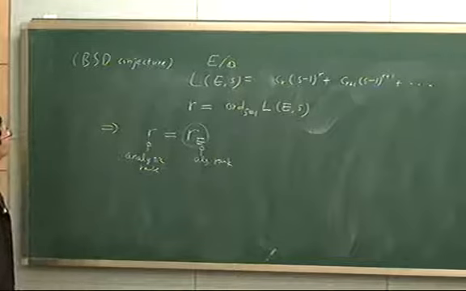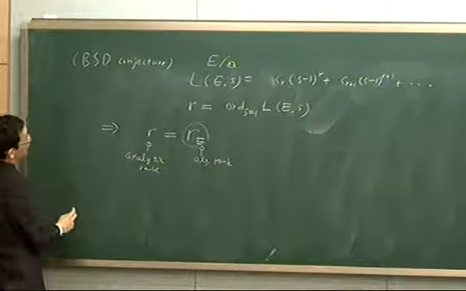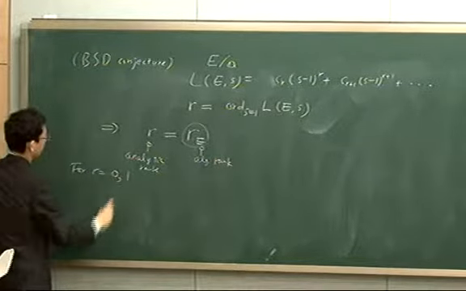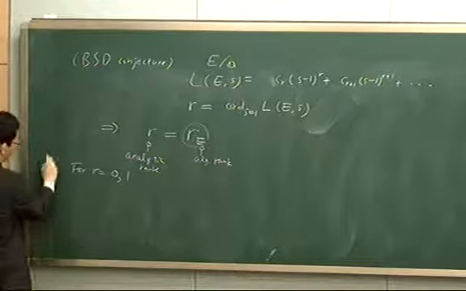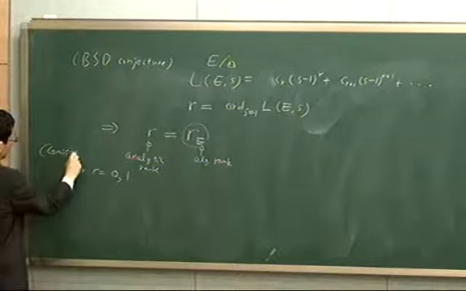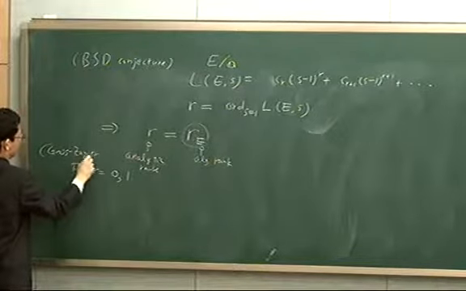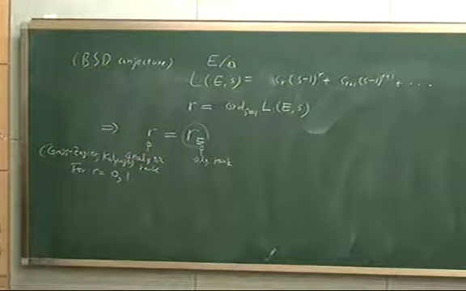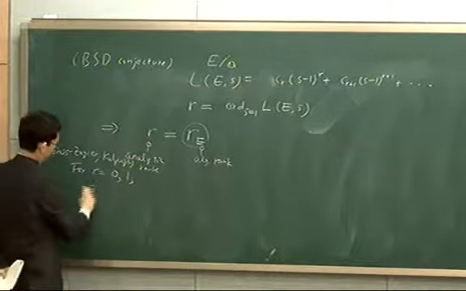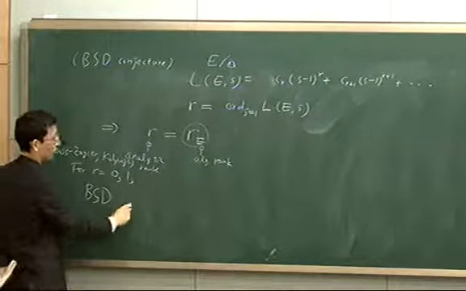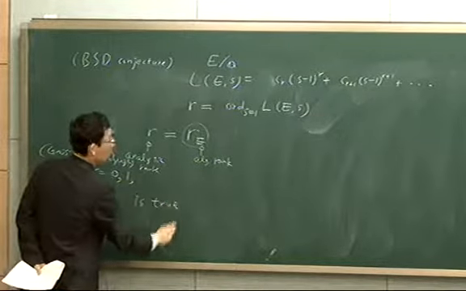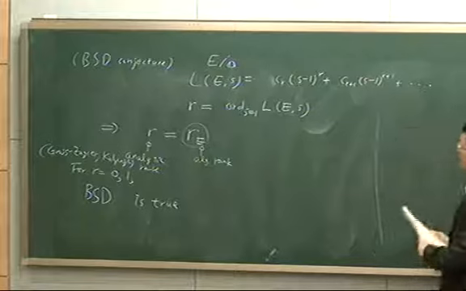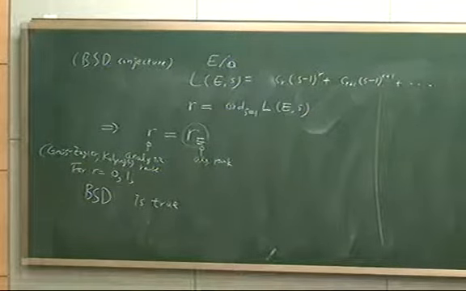This conjecture was solved for the special cases r equal to 0 and 1. In this case, Gross and Zagier and Kolyvagin. The result implies that for r equal to 0 and 1, the BSD conjecture is true. For other ranks, it is still an open problem.